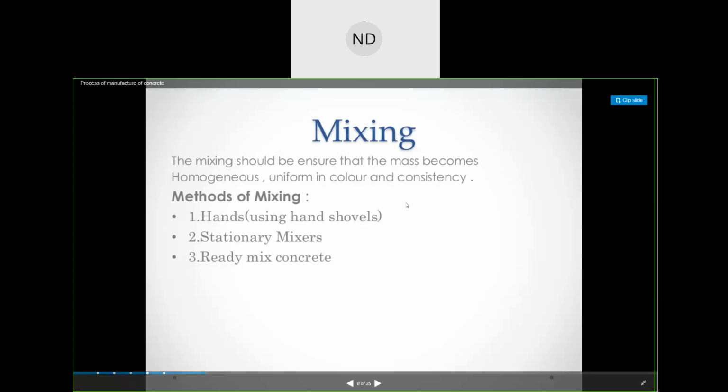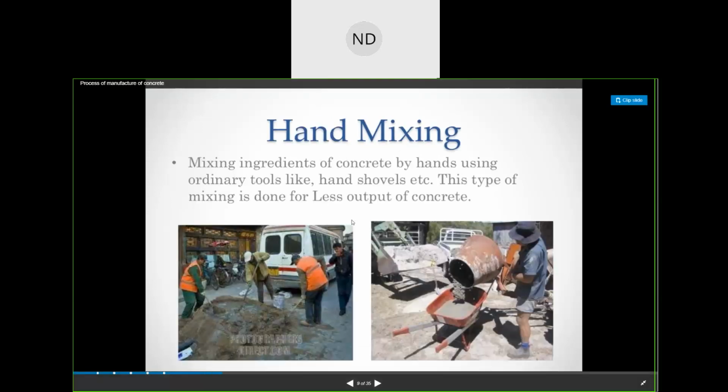Then next, these are the methods. Now coming to hand mixing, these are your hand mixing methods. Mixing ingredients of your concrete by hand using ordinary tools like these shovels. This type of mixing is done for less output of concrete.